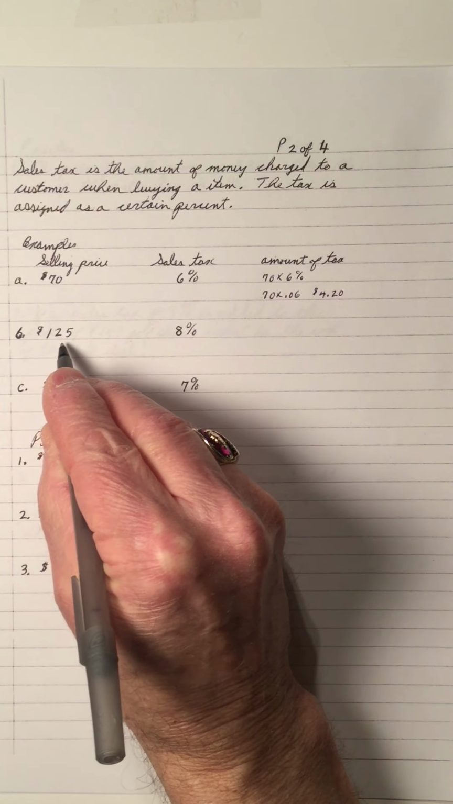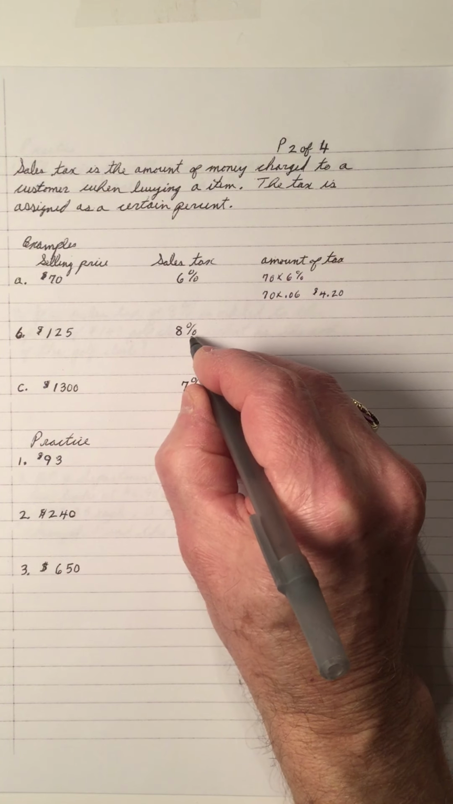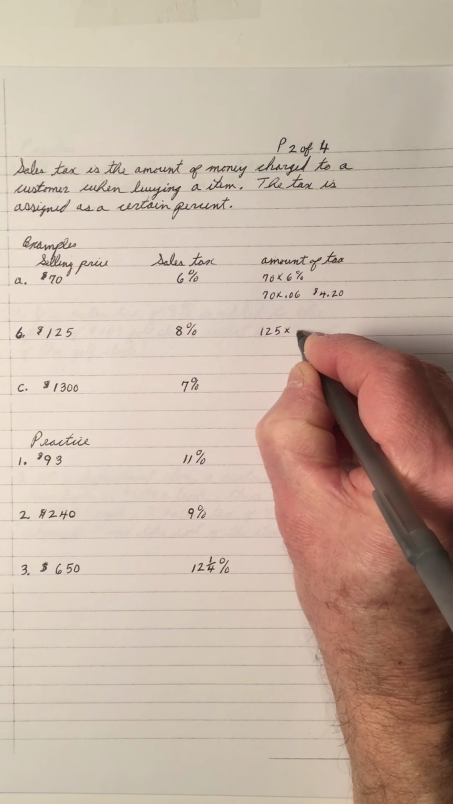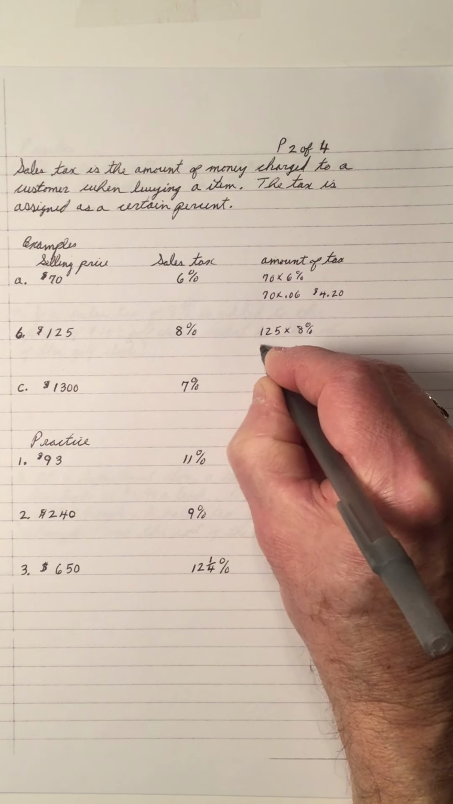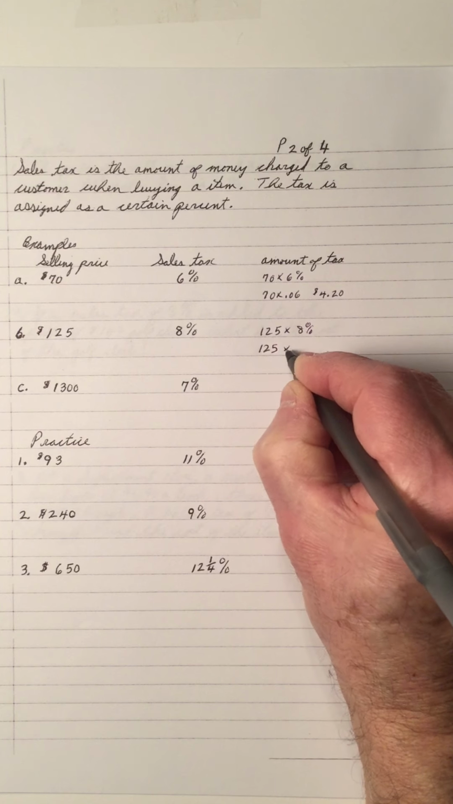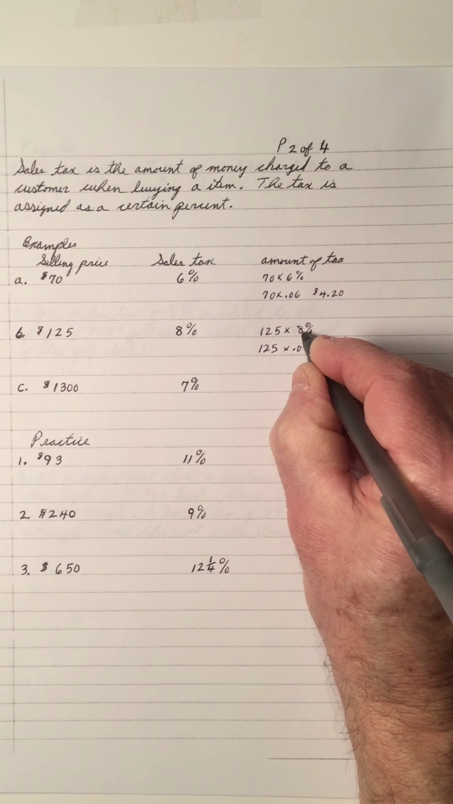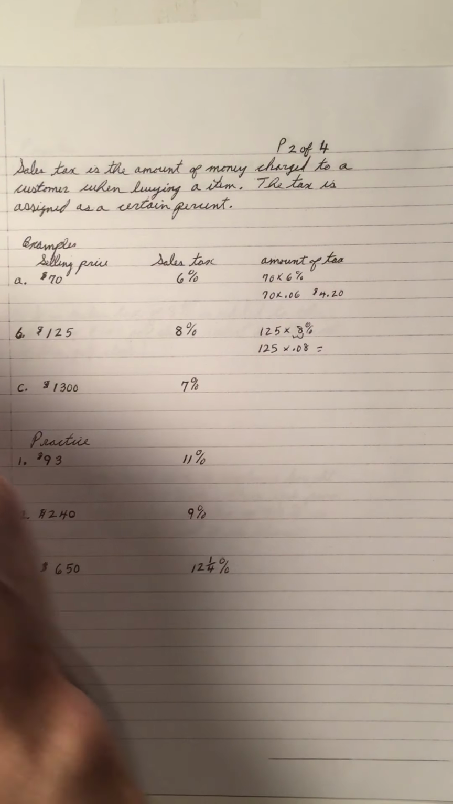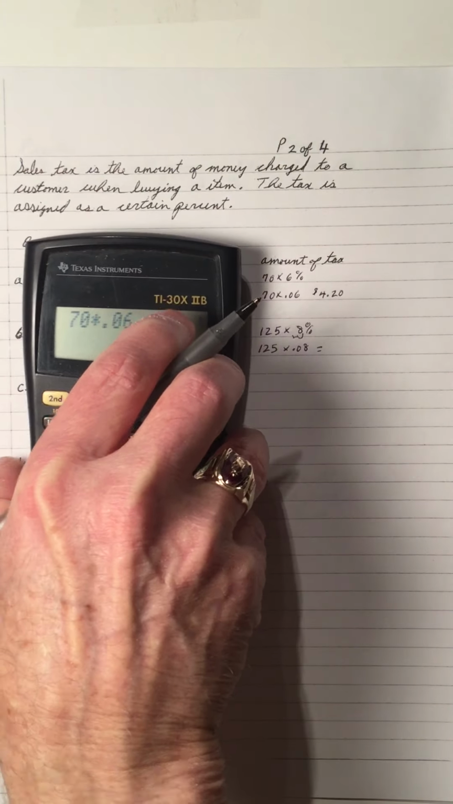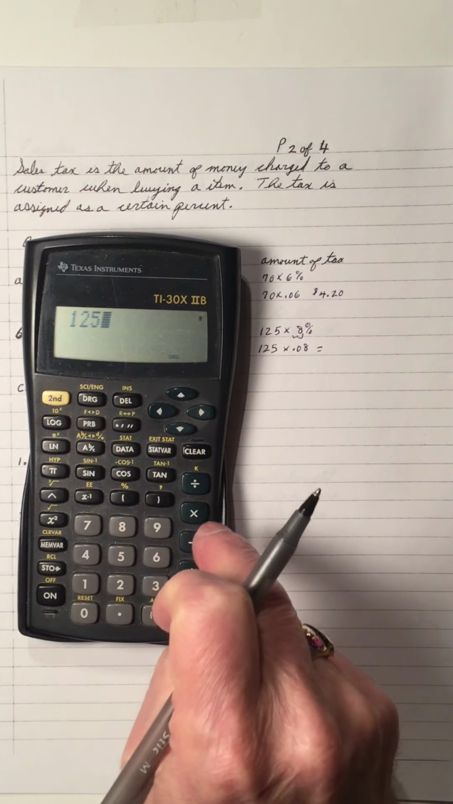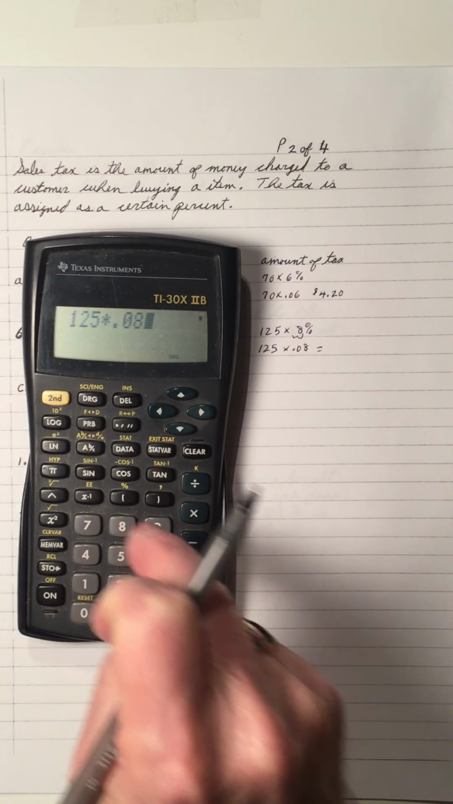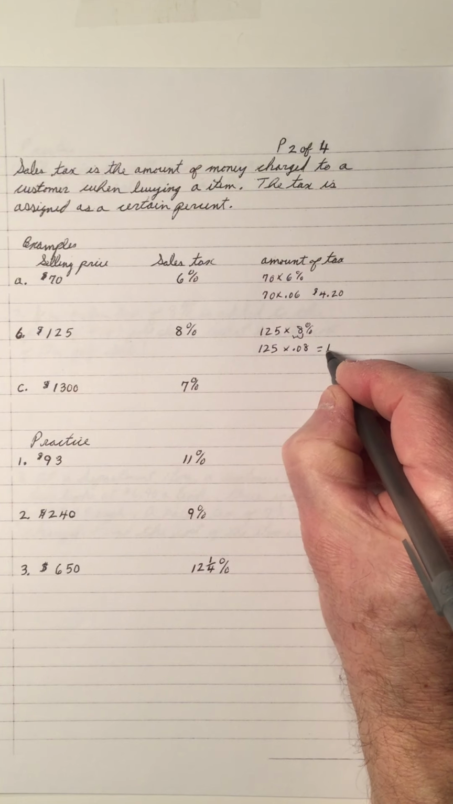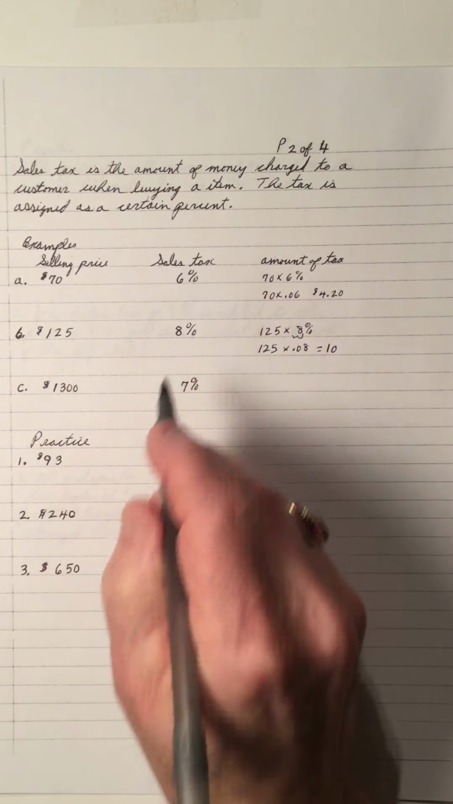And if the selling price is $125 and you have 8% sales tax, so it's $125 times 8%. So that's 125 times decimal 0.08. Move the decimal two places left. And 125 times 8, let's check that. 125 times decimal 0.08, and we get $10. $10 is our sales tax on $125 at 8%.